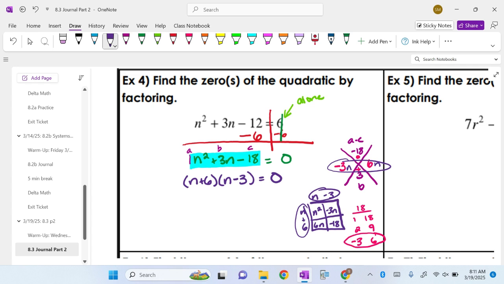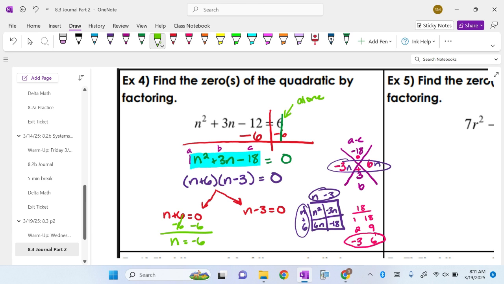Now, my last step is to break apart these two factors and set both factors equal to 0 and solve. So I'm making my two mini equations: n plus 6 equals 0, and n minus 3 equals 0. What's the only thing I have to do to solve n plus 6 equals 0 for n? Subtract 6 from both sides, so n is equal to negative 6.